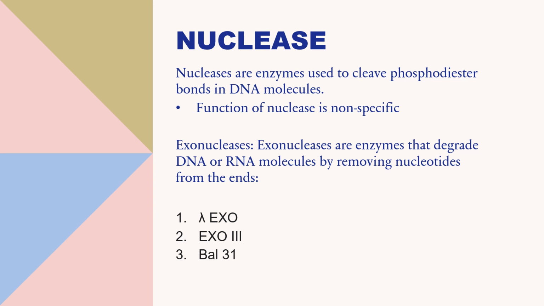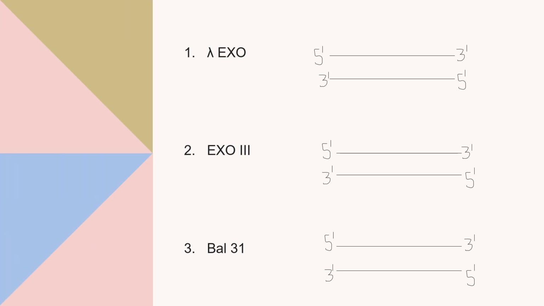Exonucleases are enzymes that degrade DNA molecules by removing nucleotides from either end. We have examples of exonuclease such as lambda exo, exo3 and bal31. Let's get into the details. So here we have a lambda exonuclease which cuts at the 3' end, and the exo3 exonuclease cuts at the 5' end, and the bal31 exonuclease does the function of both the lambda exo and exo3. It cuts both towards the 5' end and the 3' end, leaving us this part.